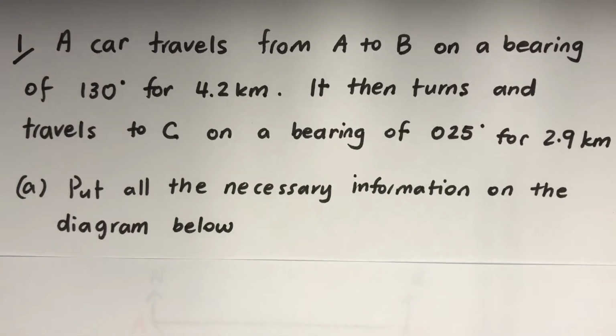So here we go. Number 1, a car travels from A to B on a bearing of 130 degrees for 4.2 kilometers, and it then turns and travels to C on a bearing of 25 degrees for 2.9 kilometers. Put all the necessary information on the diagram below.